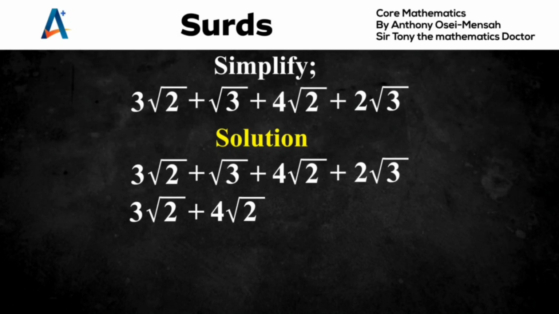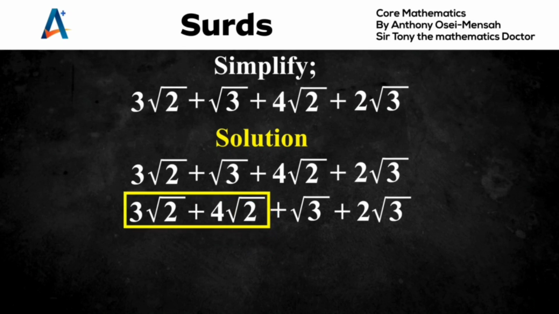We now go on to root 3. I have plus root 3, that is positive root 3. I'll bring it here, plus root 3. The final root 3 that we have is 2 root 3, which is positive. So plus 2 root 3. So by doing this, we have grouped like sets. Now we can go ahead and simplify them according to their like sets.